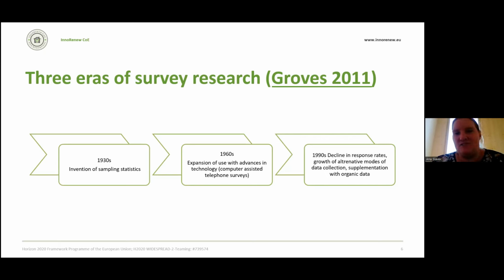You would think that with the invention of the internet, it would be easier for researchers to conduct surveys, but actually it got really complicated because it's so decentralized, there are so many habits, so many different lifestyles, and it's really difficult to research a society that became so complex. We have a growth of different modes of data collection, but at the same time, a big decline in response rate. It is much more difficult now to get people to respond to surveys.